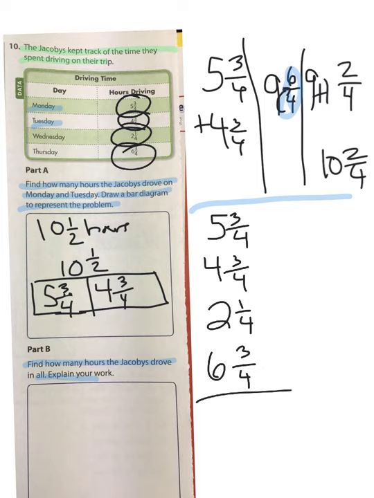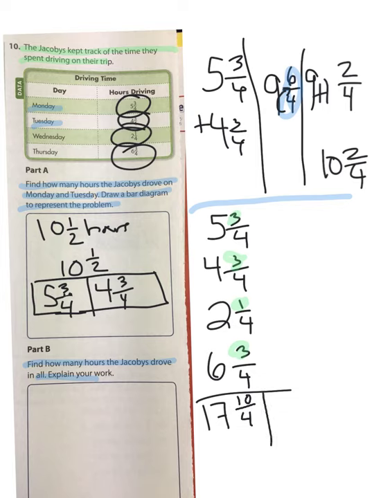So first, just add your whole numbers. So if I add them all up, I know 6 plus 4 is 10. I'm going out of order, but I'm finding my 10. Then 5 plus 2 is 7. So I have 17 for my whole number. And then for my fractional parts, I have 3 plus 3 is 6, plus 1 more is 7, plus 3 more is 10. So we end up with 17 and 10/4. So now we're just going to fix that.